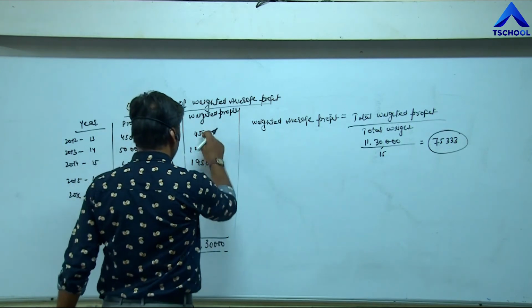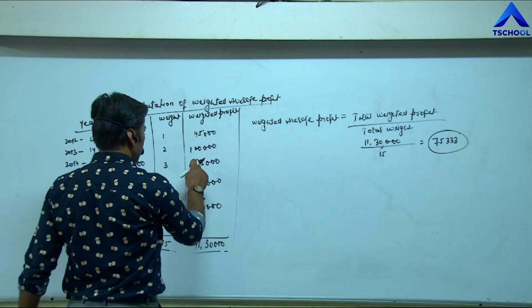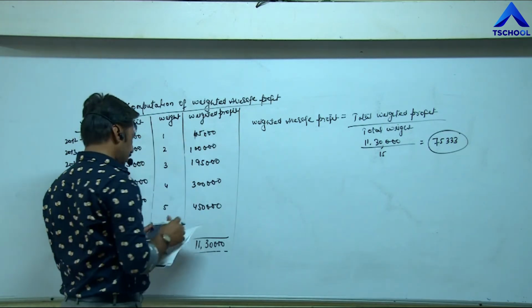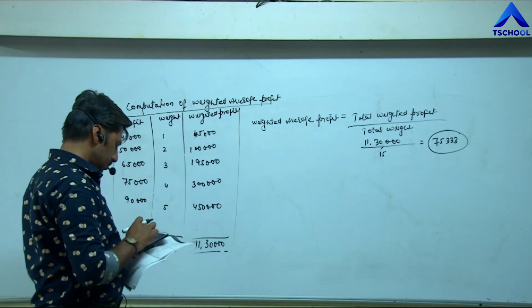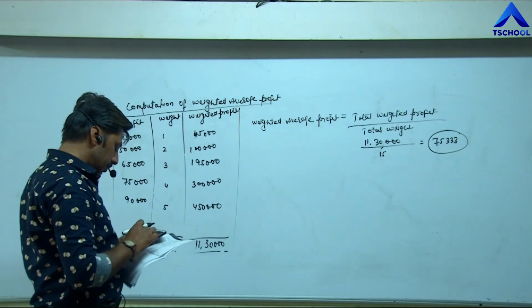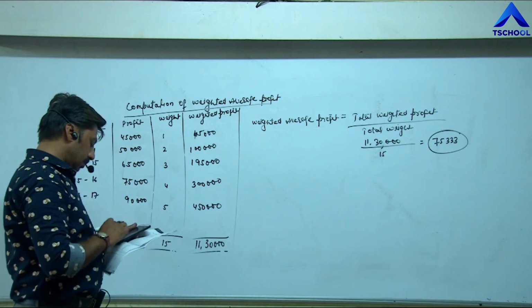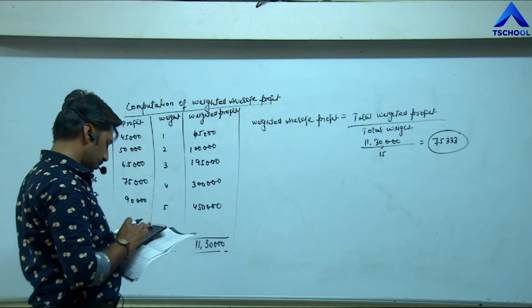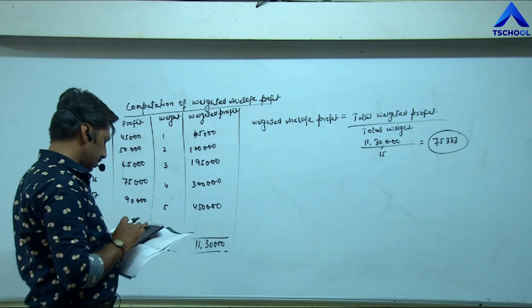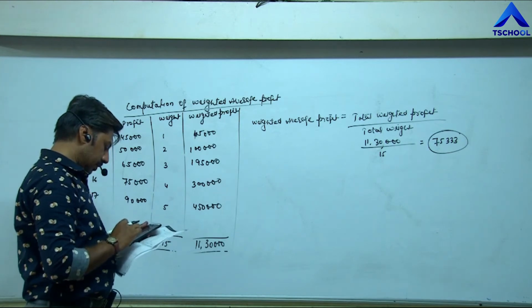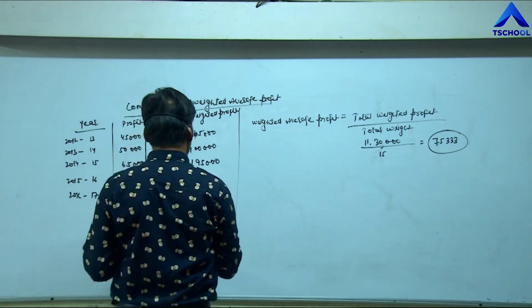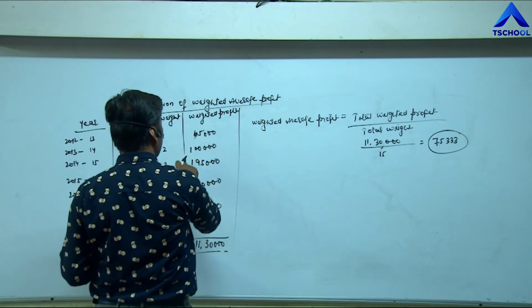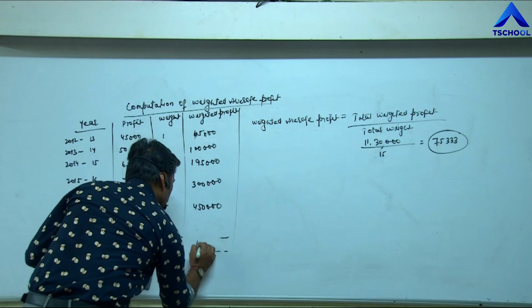Let me check again: 45,000 plus 1 lakh plus 1,95,000 plus 3 lakh plus 4,50,000 is equal to 10 lakh 90. 7 lakh 50, 8 lakh 45, 8 lakh 90, 9 lakh 90, 10 lakh 90, sorry. Total is 10 lakh 90,000.